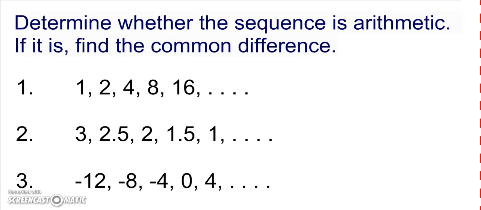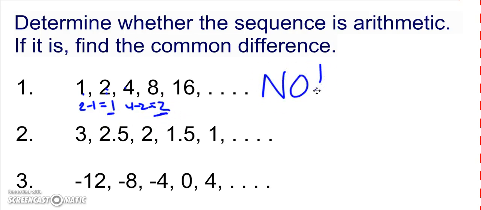So, determine whether it's arithmetic. If it is, find the common difference. You want to look and say 2 minus 1 is 1. 4 minus 2 is 2. Is that a common difference? Hopefully you said that 2 is not equal to 1, in which case, no, this is not arithmetic.